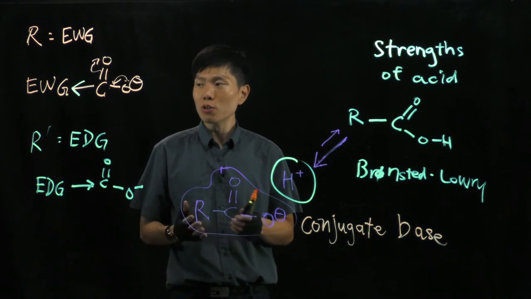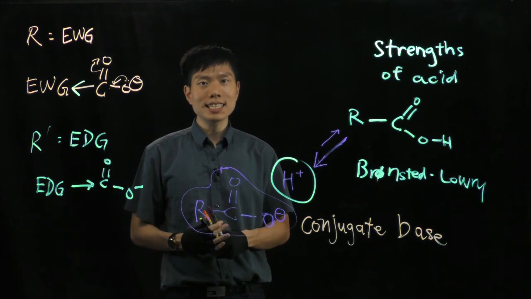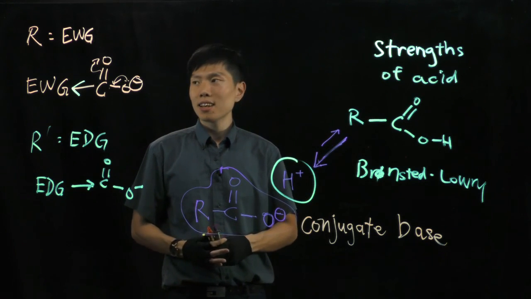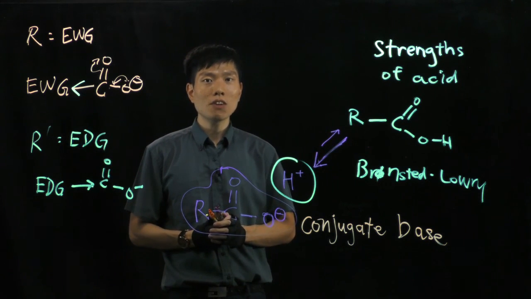So in conclusion, we know that electron donating groups will decrease the acidity of a carboxylic acid, whereas electron withdrawing groups will increase the acidity of carboxylic acid.